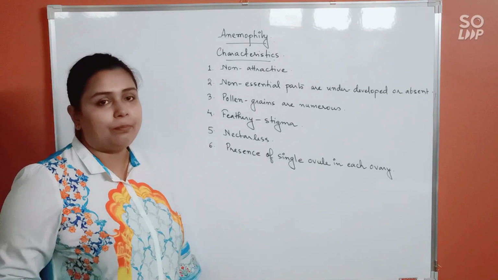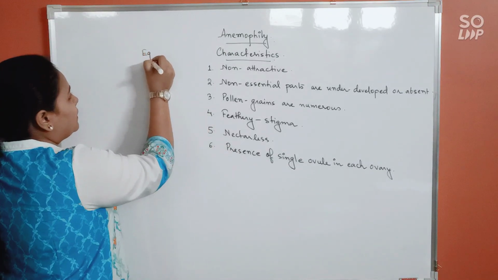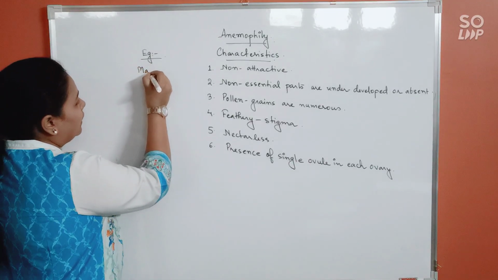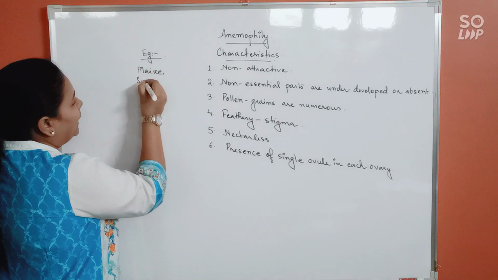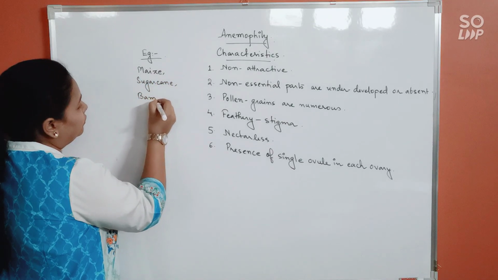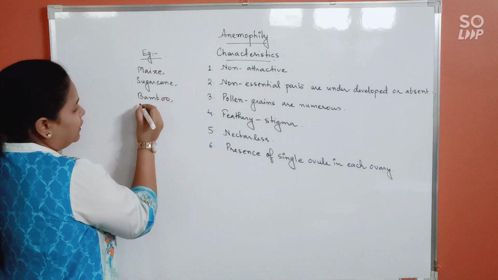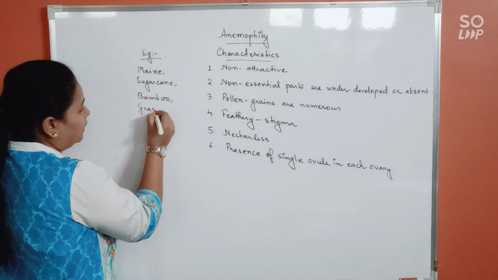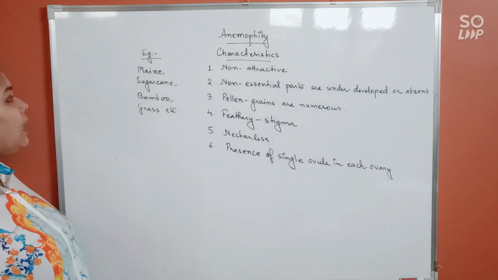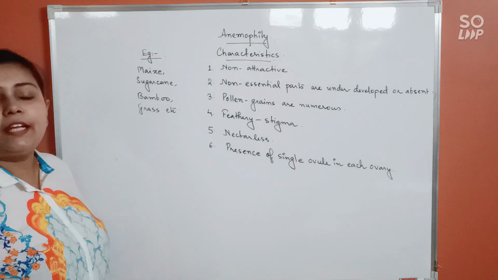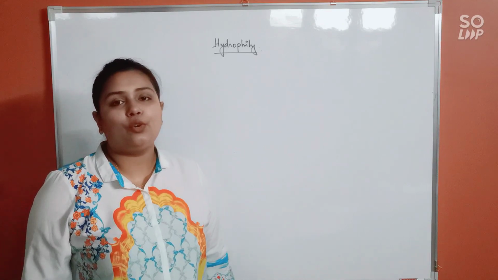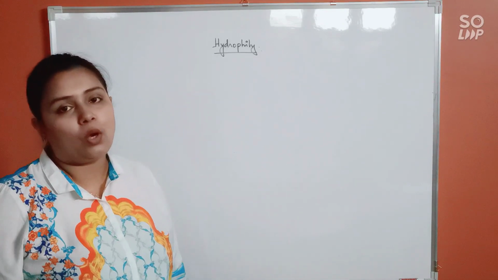Now for important examples. The important examples for anemophily would be maize, sugarcane, bamboo, various types of grass, etc. Alright, so these are important examples. Now let us move on to the next one, that is hydrophily. So now let us discuss about hydrophily. Okay, hydrophily means water pollination.